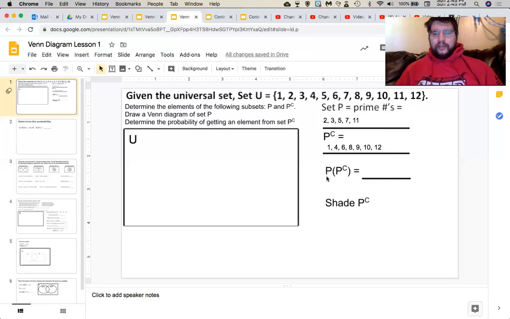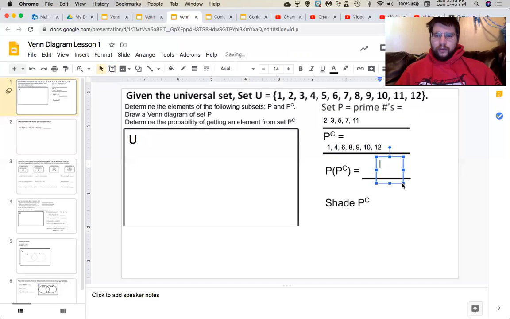Now this notation stands for the probability of the set P complement. So this is asking us, what is the probability of getting something from P complement? Well, there's 1, 2, 3, 4, 5, 6, 7 things we want, 12 things in total. So 7 out of 12. Remember, probability is what you want over the total.